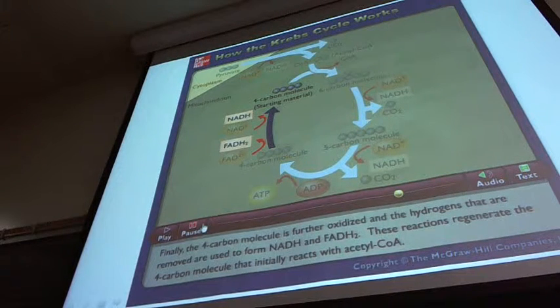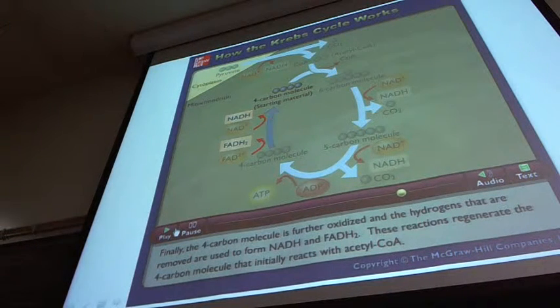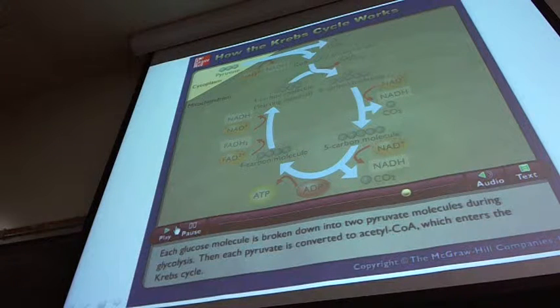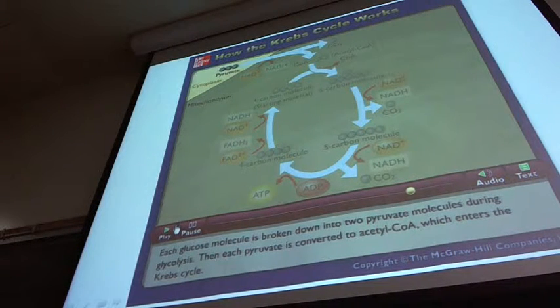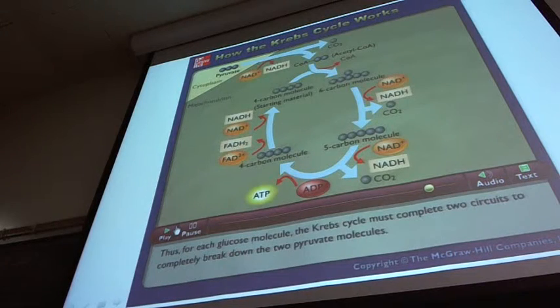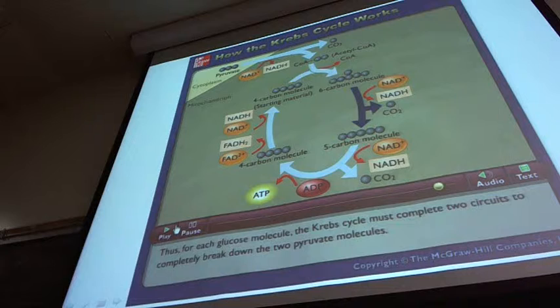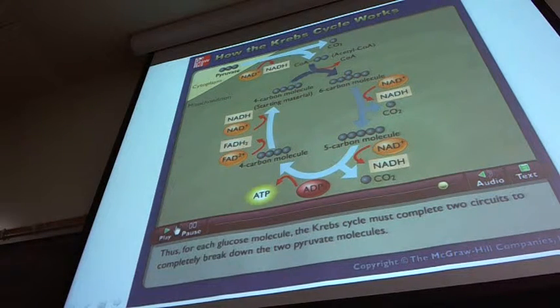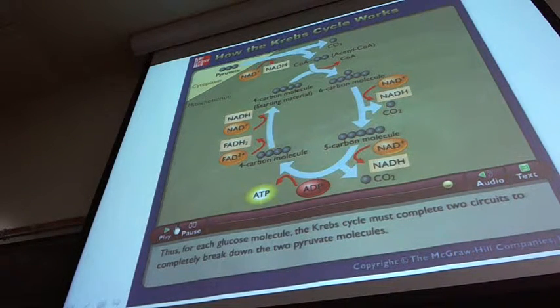Okay, let's go on. Each glucose molecule is broken down into 2 pyruvate molecules during glycolysis. Then each pyruvate is converted to acetyl-CoA, which enters the Krebs cycle. Thus, for each glucose molecule, the Krebs cycle must complete 2 circuits to completely break down the 2 pyruvate molecules.